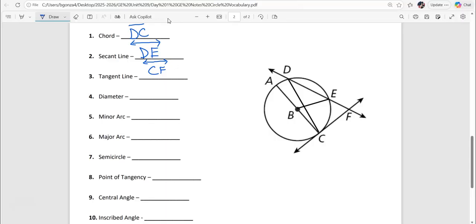Now, diameter. Let me tell y'all about something you've never heard before. A diameter. No, just kidding. Y'all know what it is, right? Okay, so a diameter is a chord that goes through the center. Do you see a chord that touches both sides that goes through the center? What would that be called? AC goes all the way through the center B. So AC is a diameter with a segment on top.